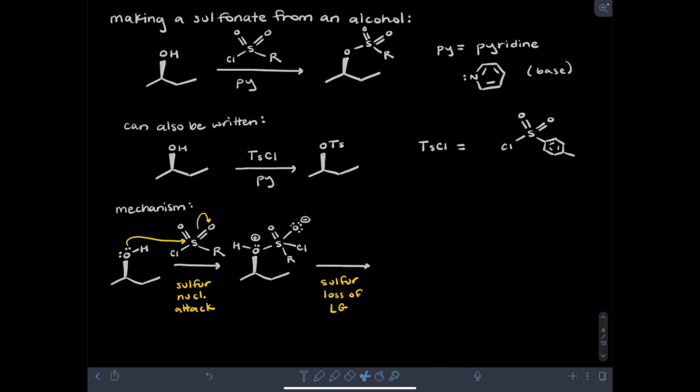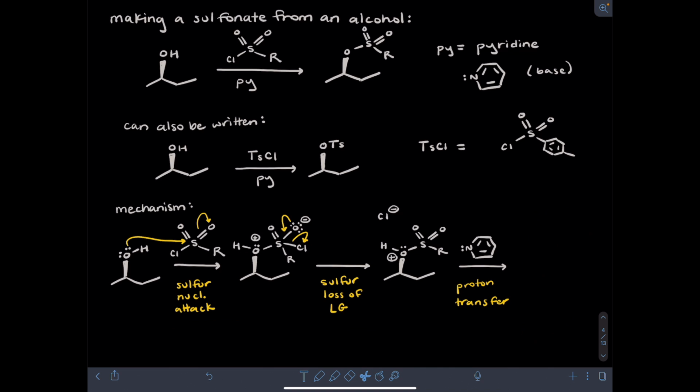The next step of the mechanism will be a loss of leaving group from sulfur. I'm going to bring down an anionic oxygen lone pair to form a pi bond at the same time that I break the sulfur-chlorine bond and bring the electrons to chlorine. This is showing the pi bond reforming and chloride being lost. In this step, the oxygen that was originally the alcohol is still cationic. Sulfur is neutral, and both of sulfur's other oxygens are neutral as well.